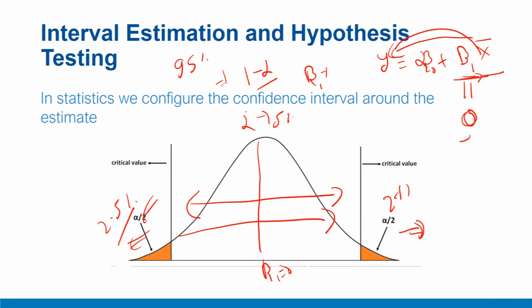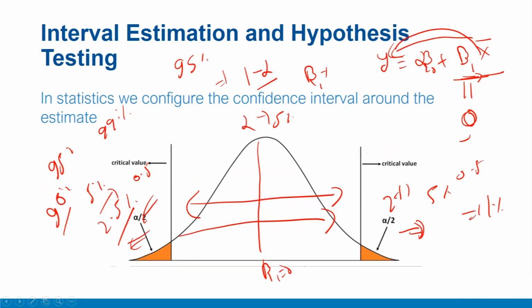Now, in practice, along with 95%, we also check the significance with 90% and 99%. That means in the case of 90%, this value is 5% on the left and 5% on the right. In the case of 99%, it is 0.5% on the left and 0.5% on the right. That means 1% significance.